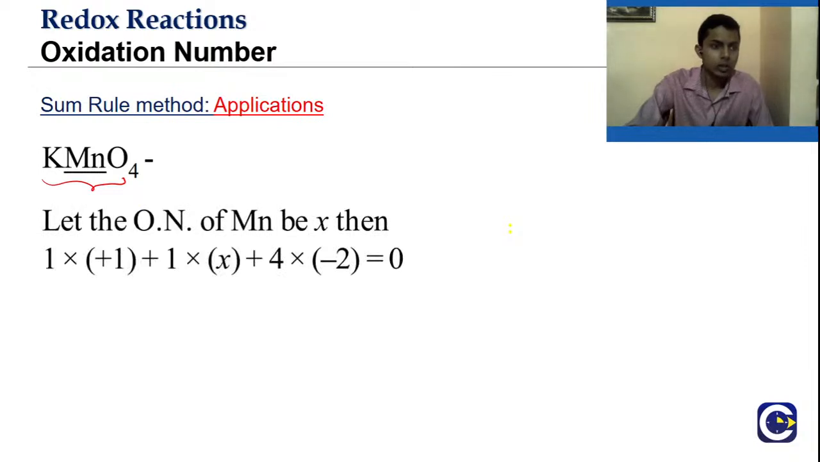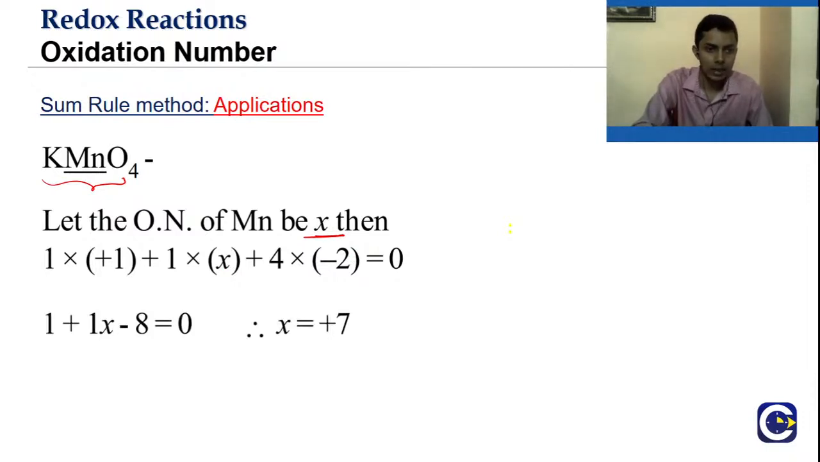If we take the oxidation number of manganese as X, then the algebraic sum should be equal to 0, which is 1 into plus 1 plus 1 into X plus 4 into minus 2. If I solve this, I'll get X to be equal to 7. Fine. So hope you understood this.